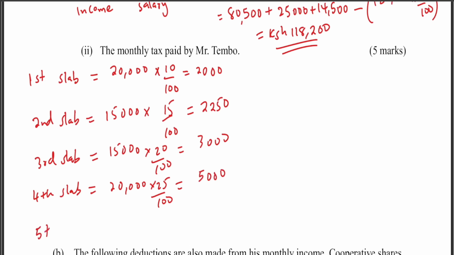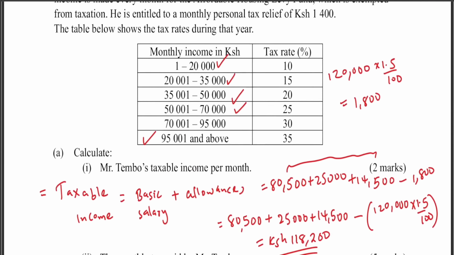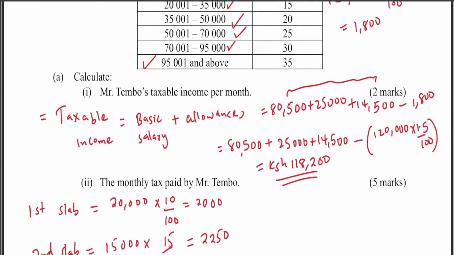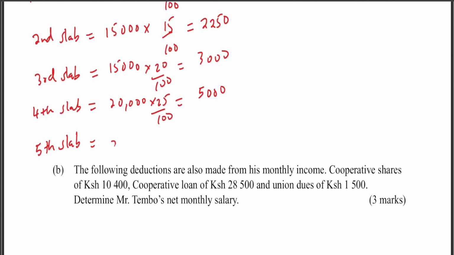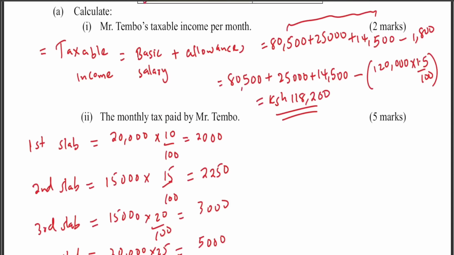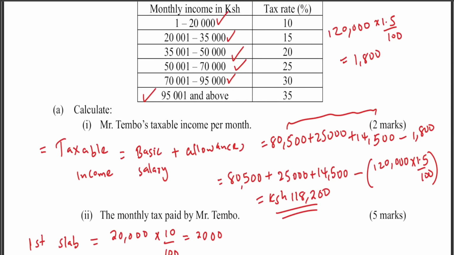Then the fifth slab. 95,000 minus 70,000 is 25,000. So 25,000 times 30% gives you 7,500. So yeah, 7,500. And the last one is 95,001 and above.